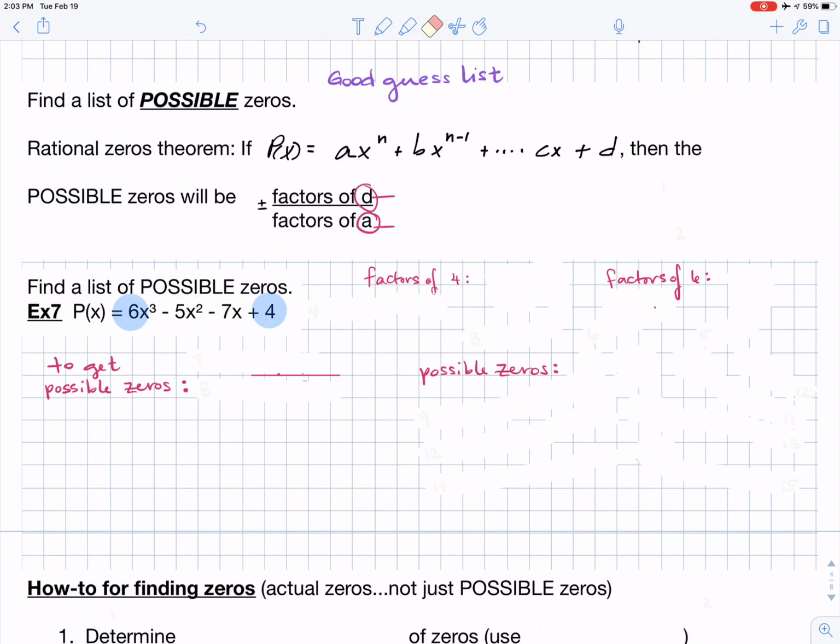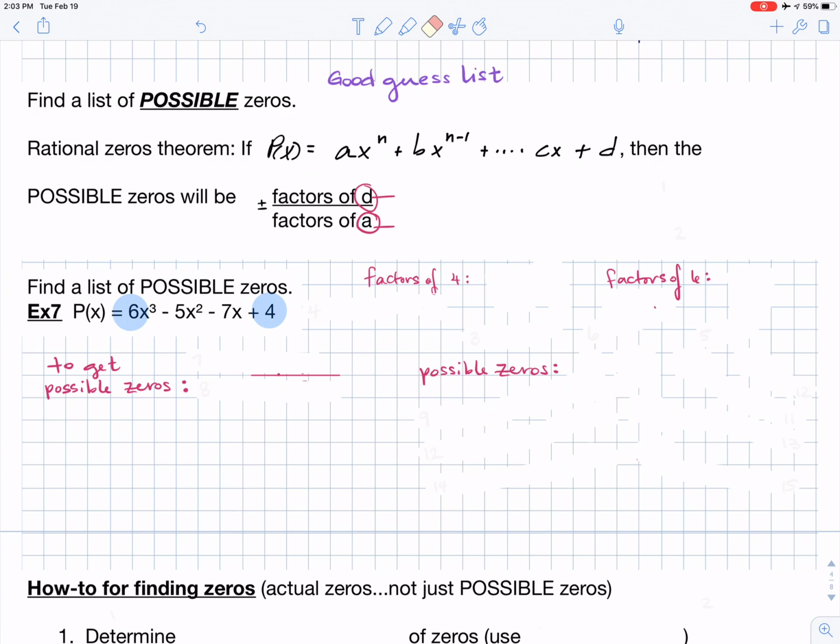Hey folks, this is a continuation of the videos in section 4.3. This video is about finding a list of possible zeros. This is not actually finding my true zeros, just a list of good guesses. So I tend to call it my good guess list.